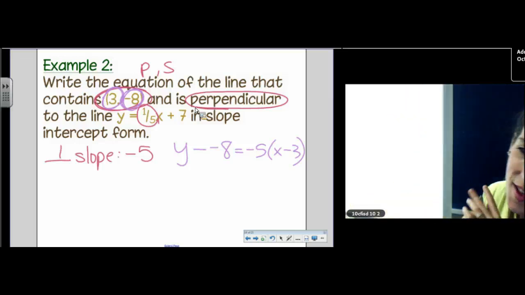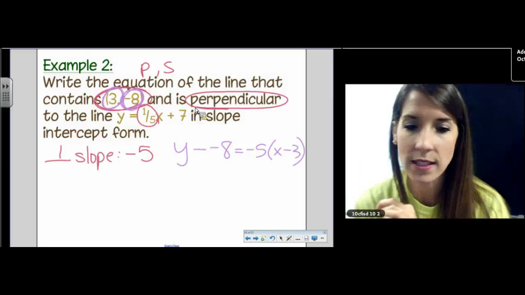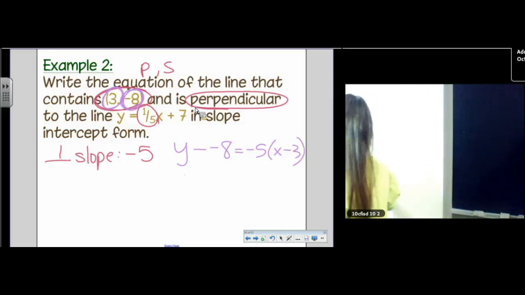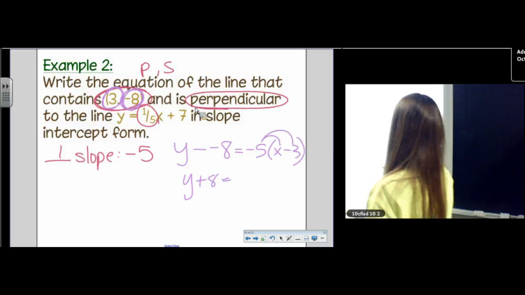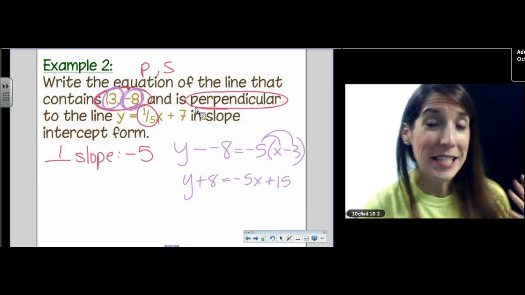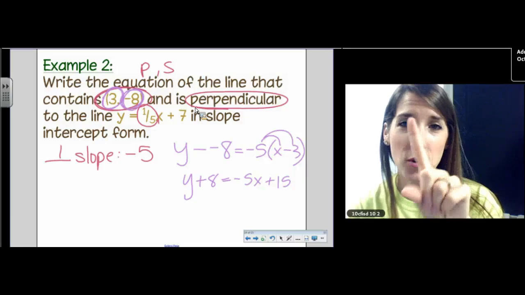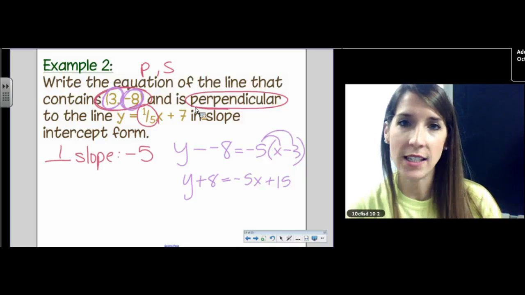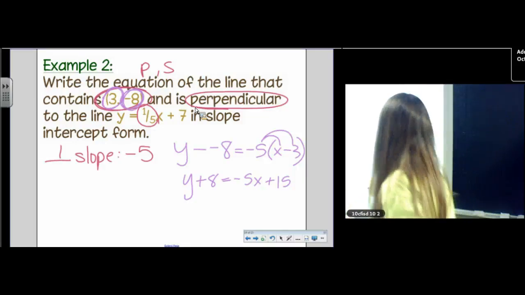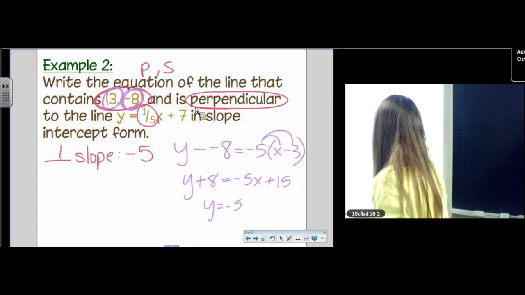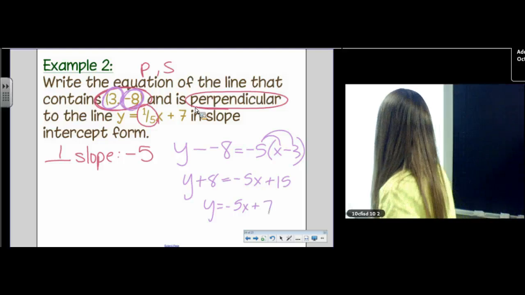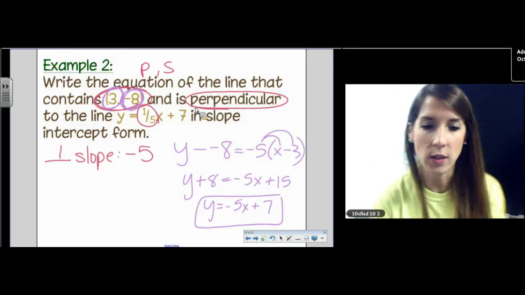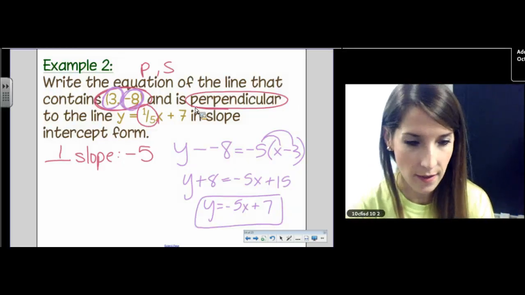Okay. Now we're going to clean it up because we need to be in slope-intercept form. So this says y plus 8 equals, I'm going to go ahead and distribute that, -5x plus 15. We are almost in slope-intercept form. We only have one more step, and that's to subtract 8 from both sides. Y equals -5x plus 15 minus 8, 7. So our final answer is y equals -5x plus 7.